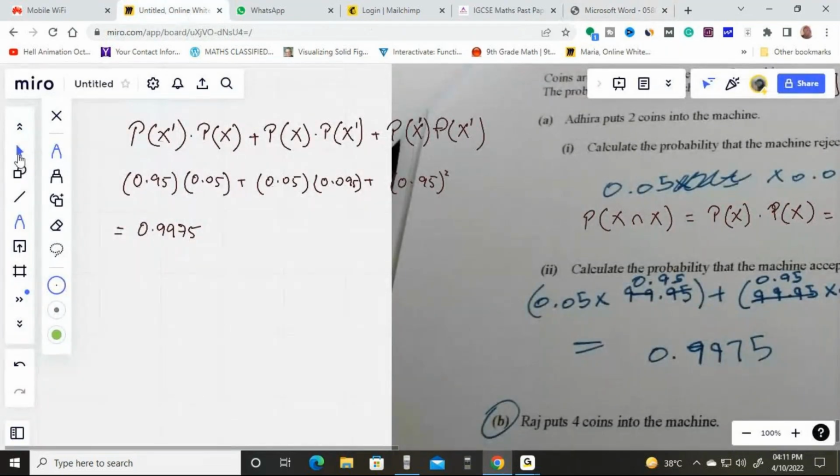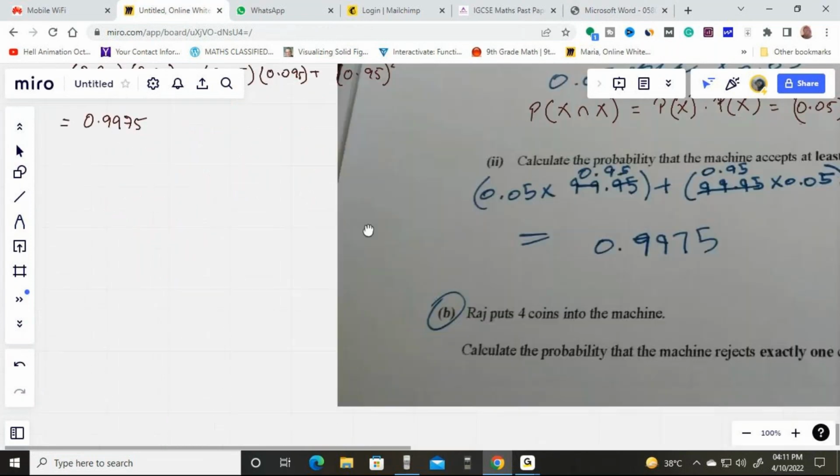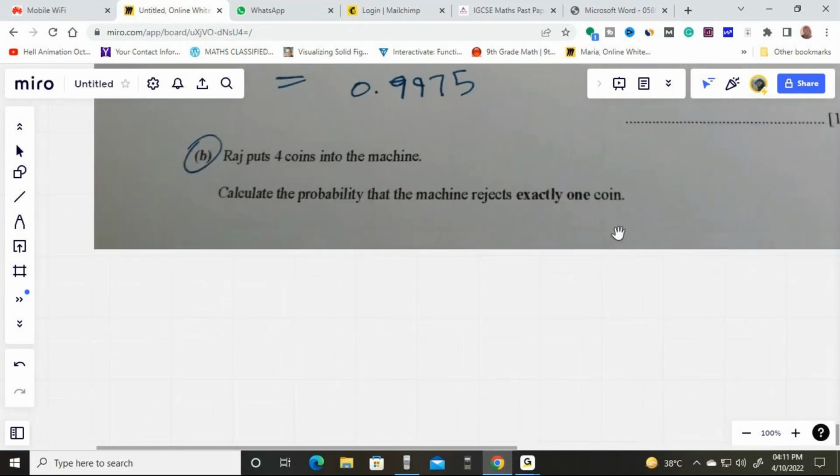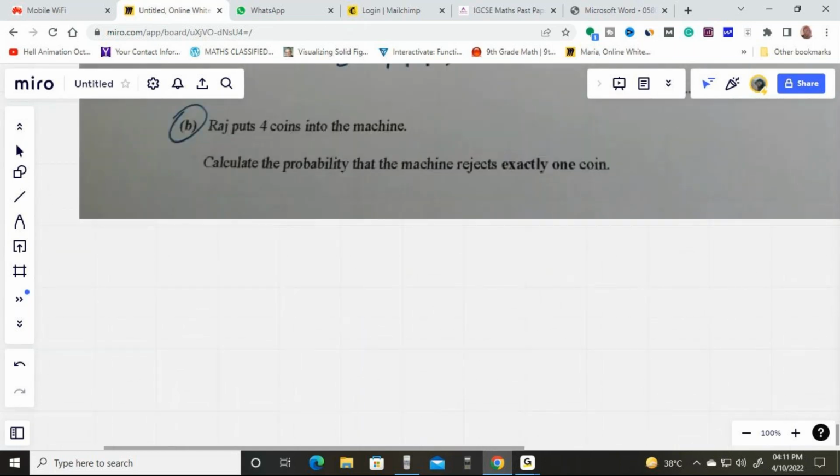And then Raj puts 4 coins into the machine. Calculate the probability that the machine rejects exactly 1 coin. Now we also have conditions here. He has put 4 coins. So the first coin could be rejected and the other ones accepted. Instead of writing separately all of them, I can write p of x prime cube. That's also the same thing, plus.